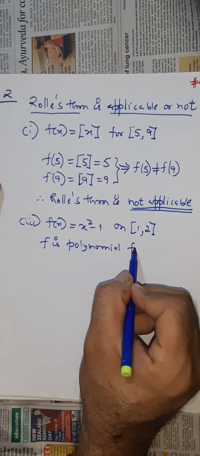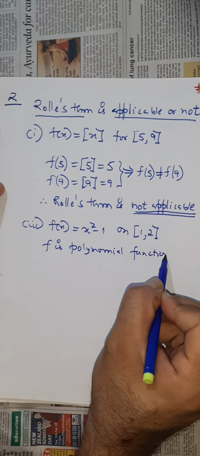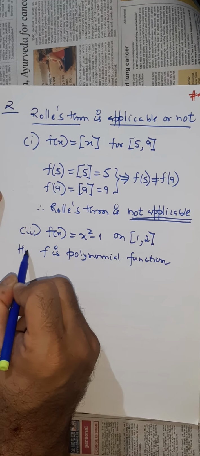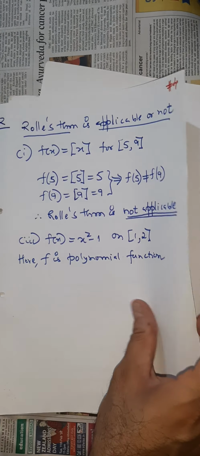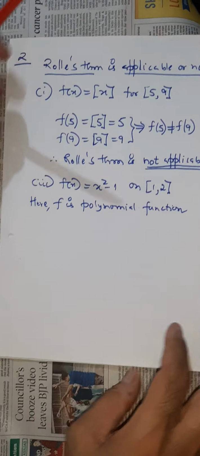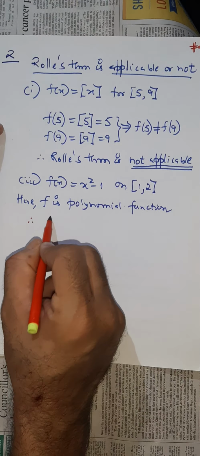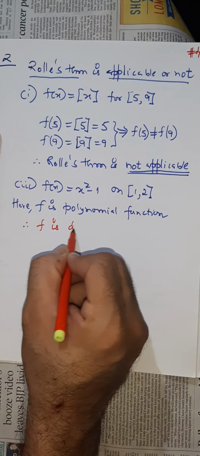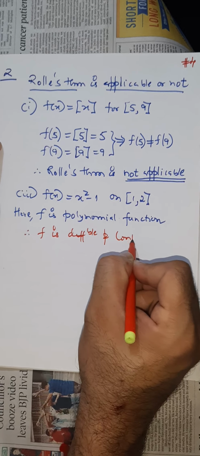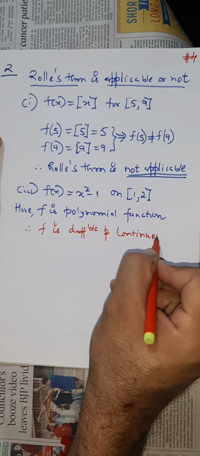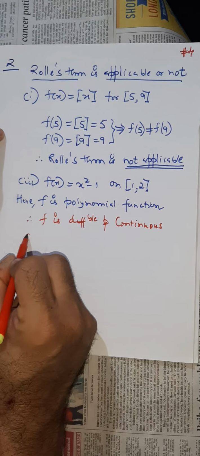Polynomial function. Let me write here, f is a polynomial function. You know that therefore it is differentiable and continuous. So therefore f is clearly differentiable and continuous. First 2 conditions hold, remember here. Now go to the third condition.